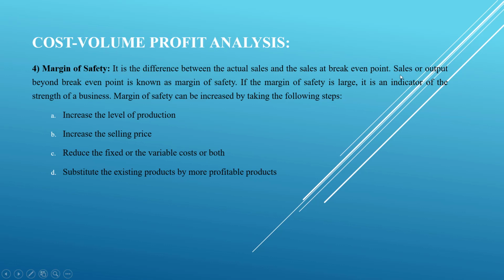Now when the sales or output is at the break-even point, where the contribution is equal to the fixed cost, you cannot get any profit, you cannot get any loss. But if your sales is a little bit more than the break-even point, if the contribution is more than the fixed cost, then you have a profit, right? And that profit beyond the break-even point is known as your margin of safety.